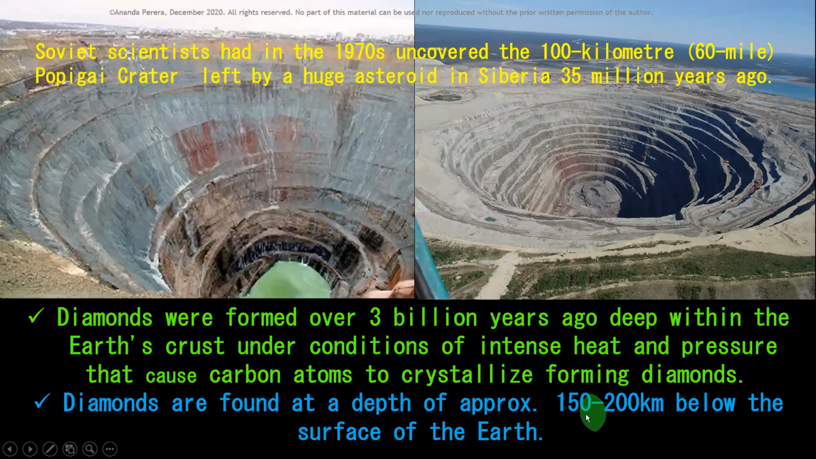But gems are closer to the Earth crust. But the diamonds cover a very big area, 150 to 200 kilometers below the surface of the Earth. Gems are found near the surface of the Earth. This is the one difference.